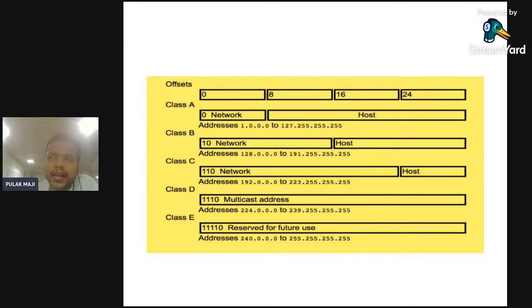What is class D? Though it is not necessary to remember, you can remember. For class D, 224 to 239, and for class E, 240 to 255. So these are the ranges of the classes A, B, C, D, and E IP addresses. Whatever the value is, by looking only at the first octet, I can easily say which class A, B, C, D, or E this IP address belongs to. Okay, so this is the thing.